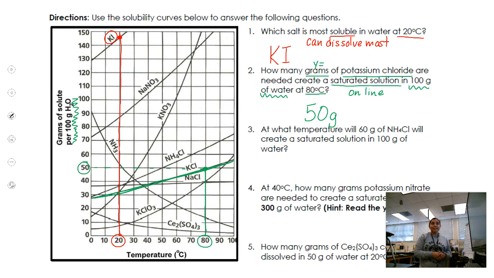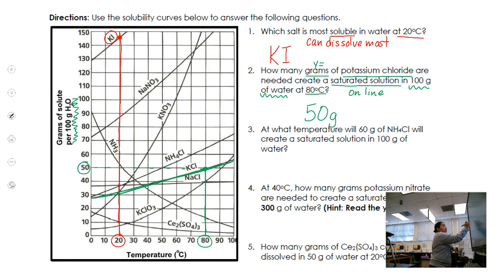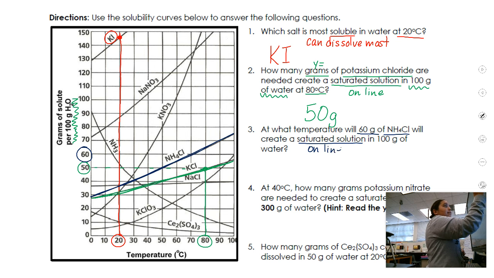Okay, let's try the next question. At what temperature will 60 grams of NH4Cl create a saturated solution in 100 grams of water? So, what we're going to look at is some important information here. They tell us that we're working with 60 grams of NH4Cl. So, that's 60 grams, that's on the y-axis. And we're looking at NH4Cl, so we're looking at this curve right here. Okay, and we're working for a saturated solution, so that's on the line. And we're working with 100 grams of water, which coincides with what it says on the graph here.